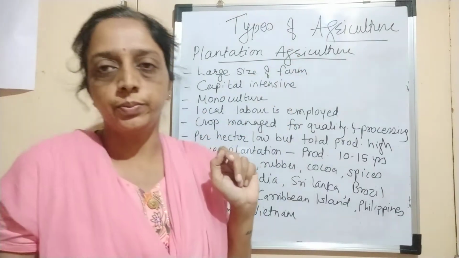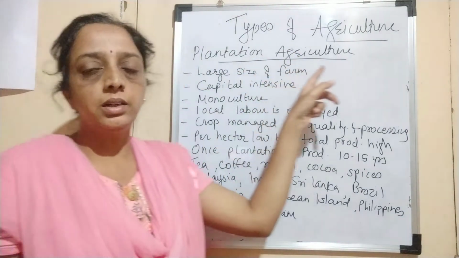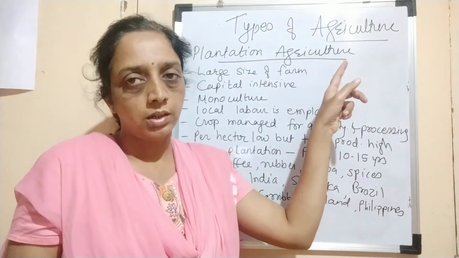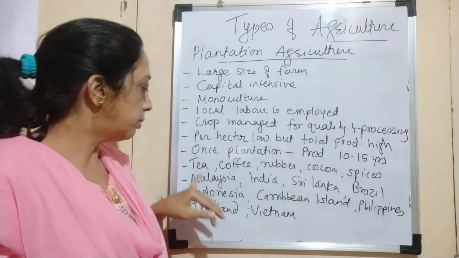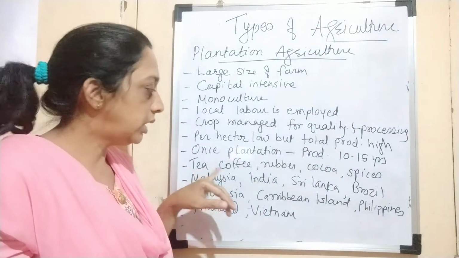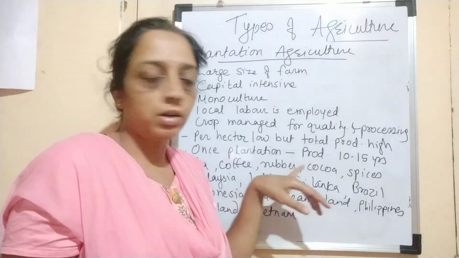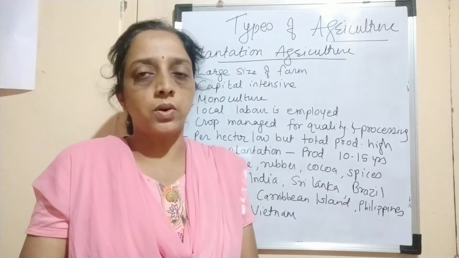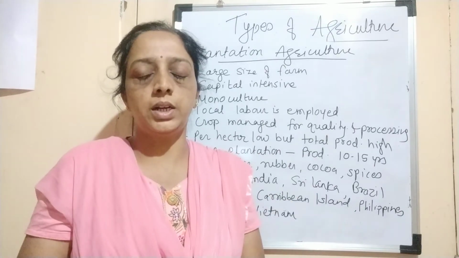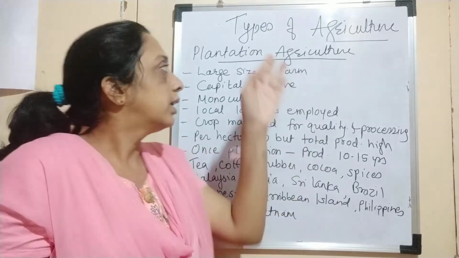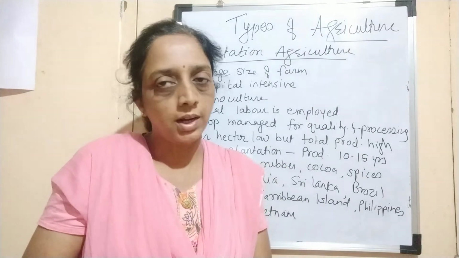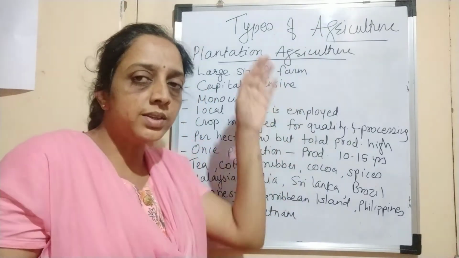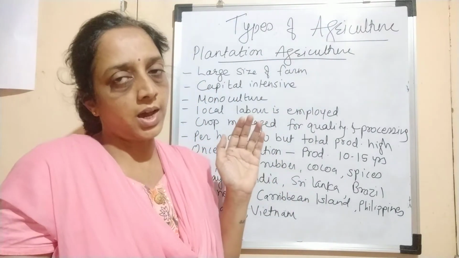Plantation agriculture, in which the major crops are tea, coffee, rubber, cocoa and spices. Wherever these products are taken in agriculture, that is called plantation agriculture. Now we'll see the characteristics of plantation agriculture.